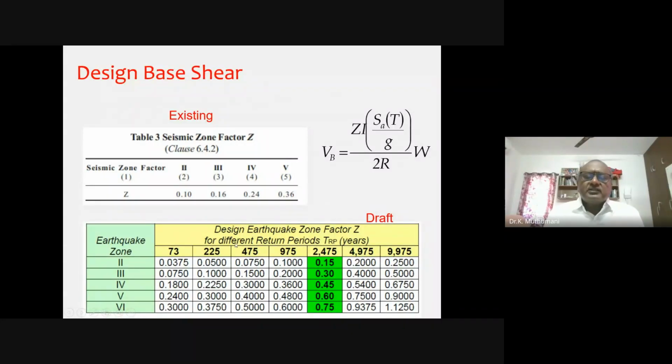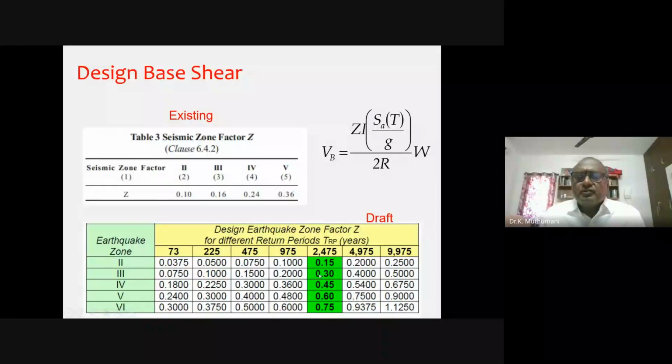Let us forget about all that. Let me say that the current code is to be compared with the draft. The current code assumes a return period of 2475 years. If you take that, for example, zone 2 is now 0.15 instead of 0.1, and zone 5 is 0.6 instead of 0.36. And there is one more new zone added, that is 0.75.